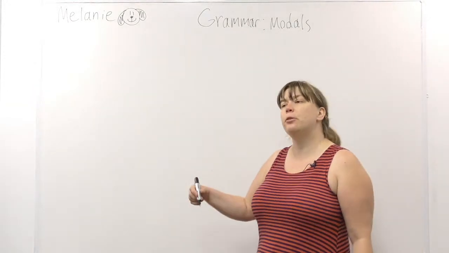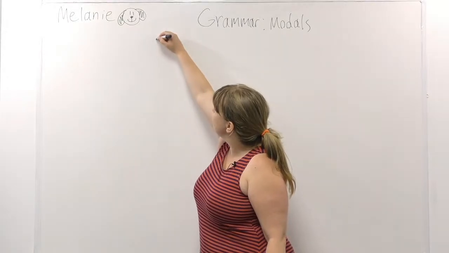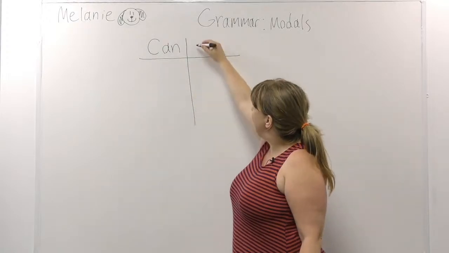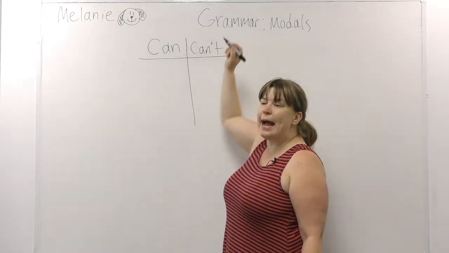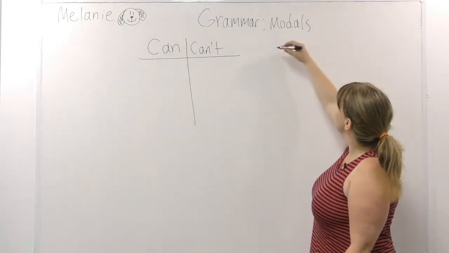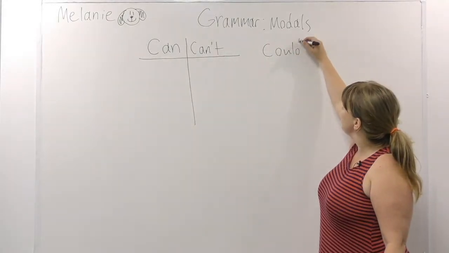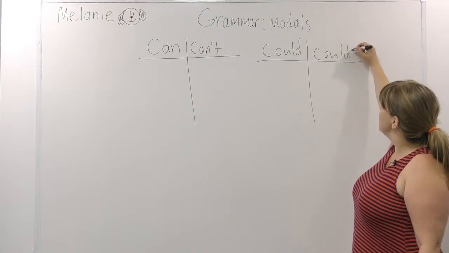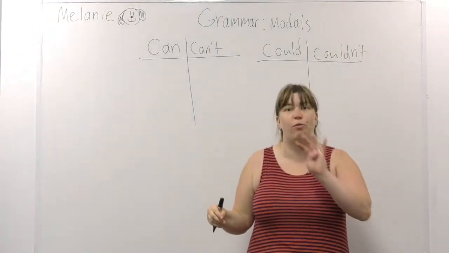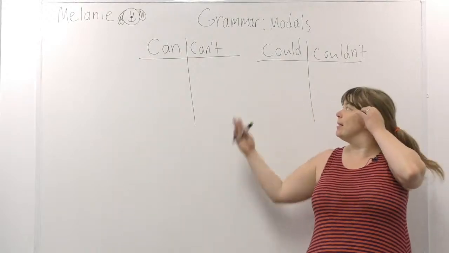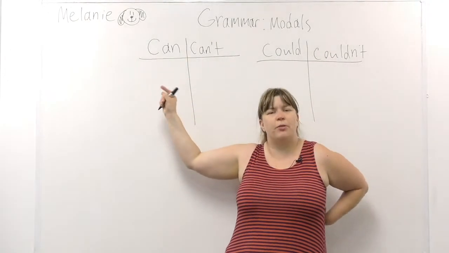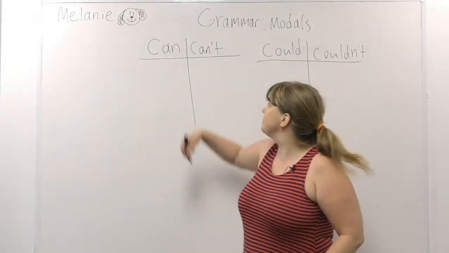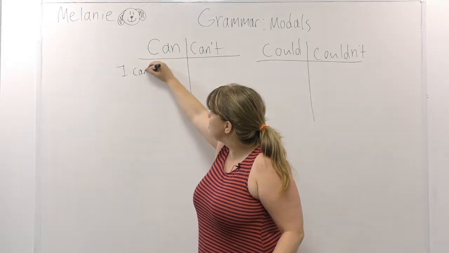For example, we have can, and we have can't. What else do we have? We also have could, as well as couldn't. Let's start with these four modals. I think you guys know that can expresses ability. For example, I can swim.